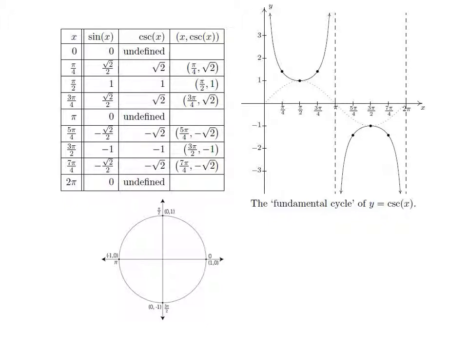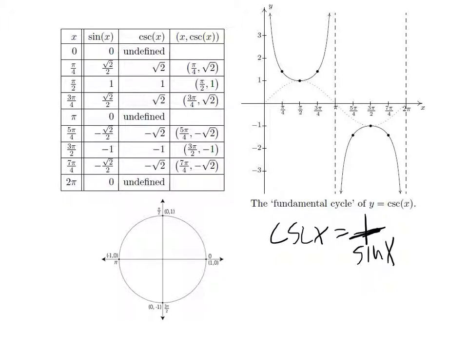A similar story happens when you look at the graph of cosecant. Cosecant is 1 over sine x. So you look at the sine values. So we have 0, 0, pi halves 1, pi 0, 3 pi halves -1. So you'll see these here. 0, 0, pi halves 1, pi 0, 3 pi halves -1, and finally 2 pi and 0. These are the 5 key points for the sine.